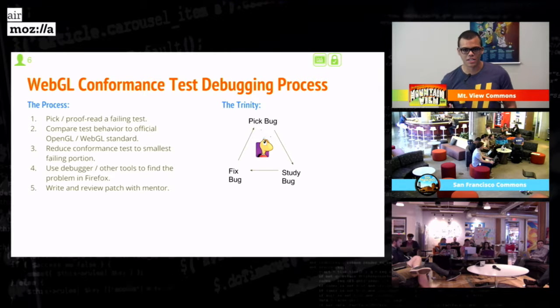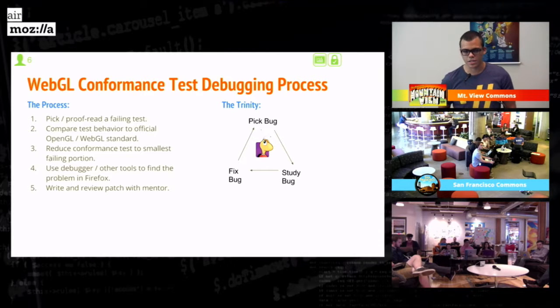Reducing it to the smallest portion possible. So a lot of times it's not the entire test that fails, it'll just be like 6 or 7 function calls in it out of 100. So if you narrow it down, it makes it a lot easier to trace where that behavior initially goes wrong.